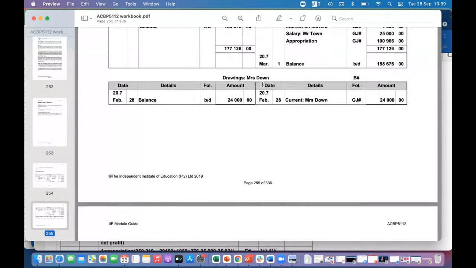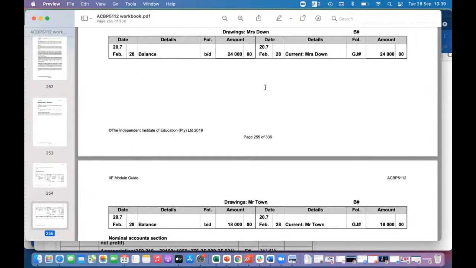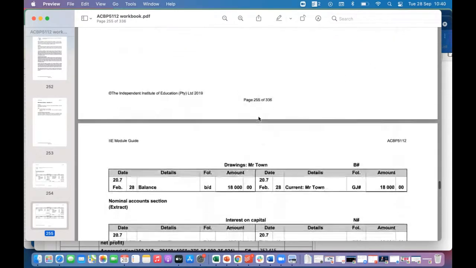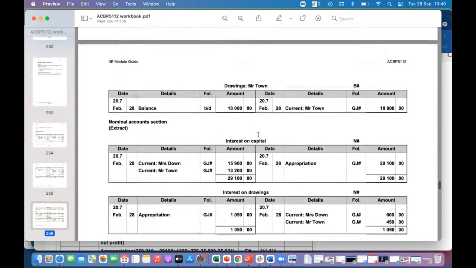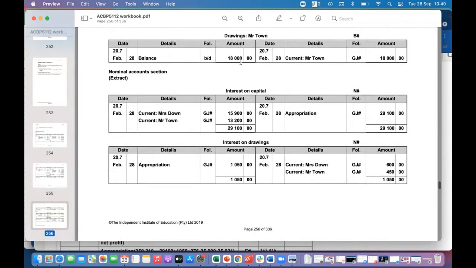And then here you can see the drawings account. Remember, under drawings, when it comes to drawings, we have individual drawings accounts for partners, okay, so there's Mrs. Down. You can see she had drawings of 24,000. And again, remember what I told you? The drawings is closed off to the current account of that partner. Can you see there? Current Mrs. Down 24,000, bringing that account to 0. Again, we see the same thing here with Mr. Town. Had a debit balance for drawings, and then it gets closed off to the current account, or his personal current account, should I say.